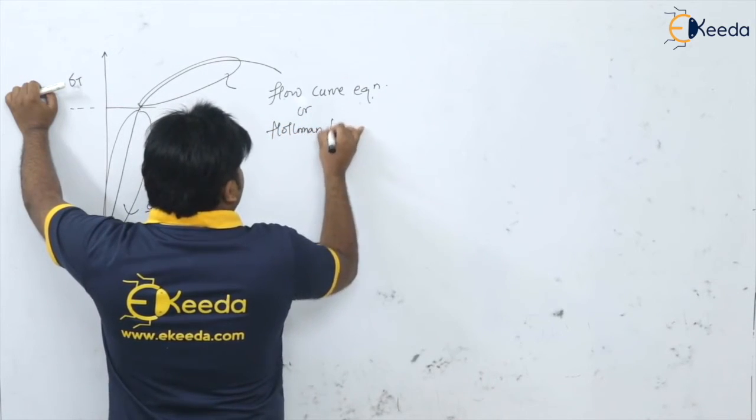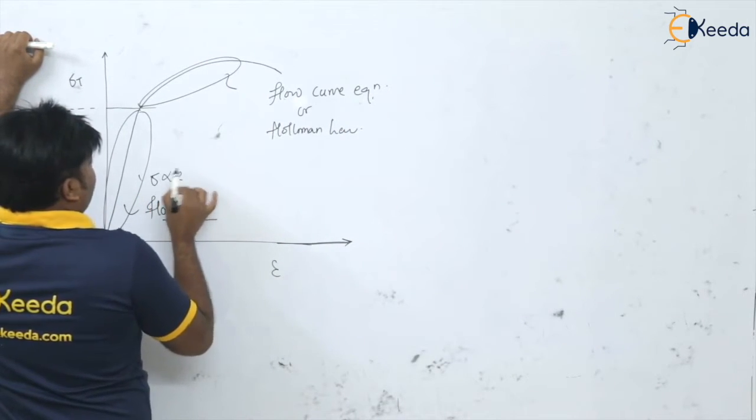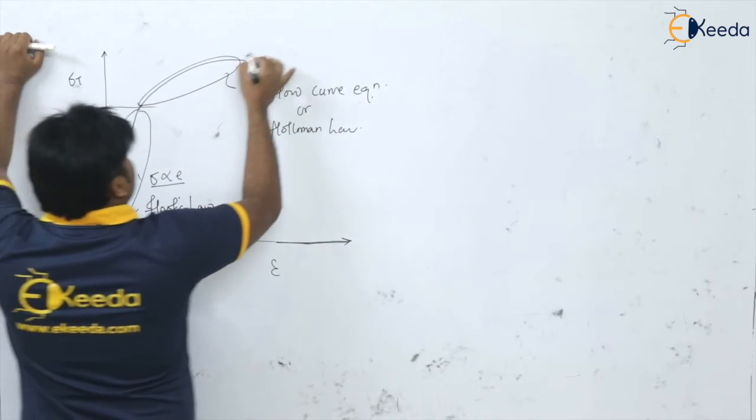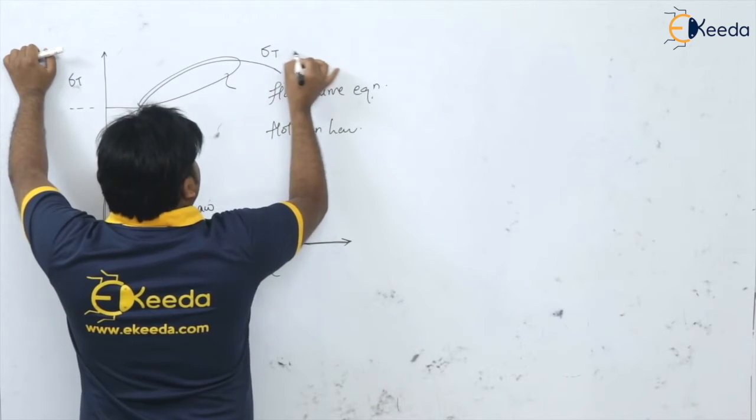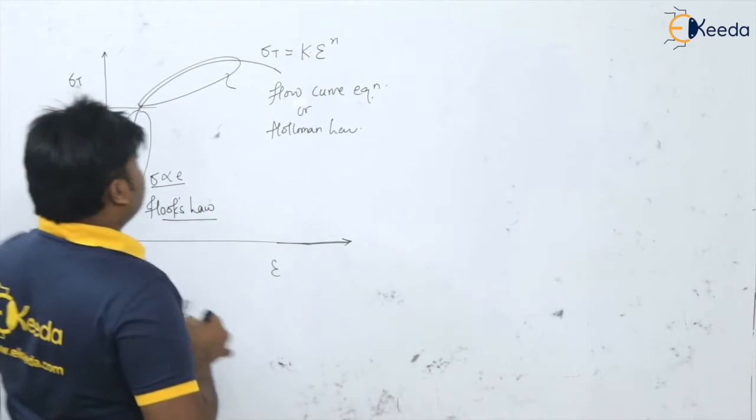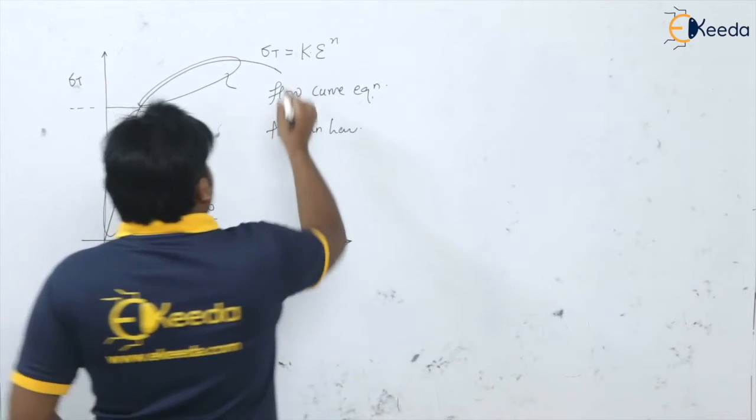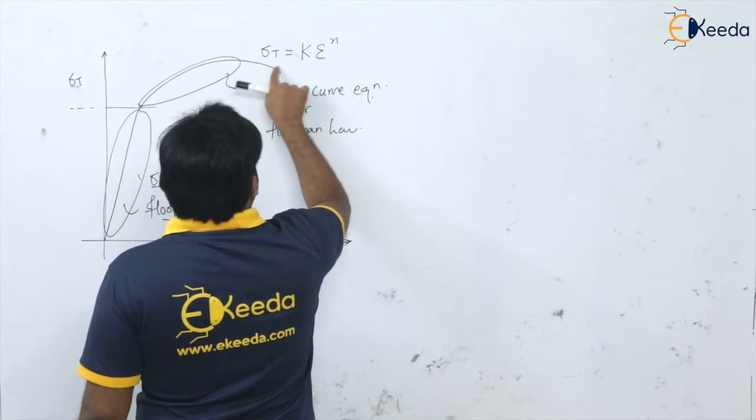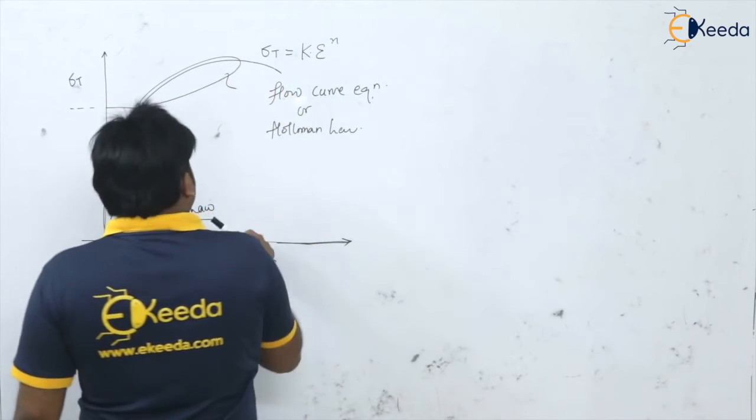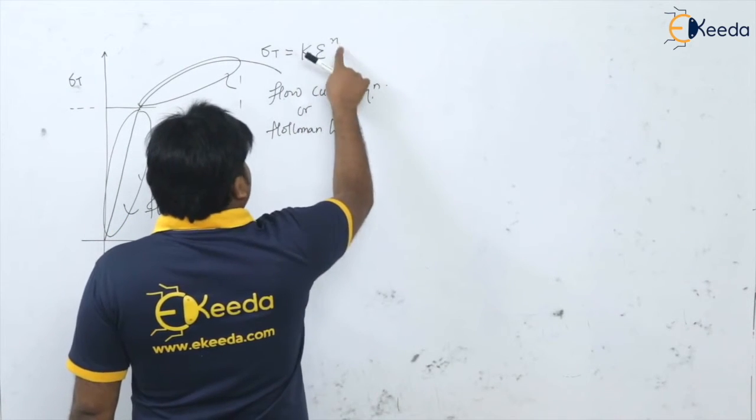It is given with the Holloman law. That is, here the stress is proportional to strain, isn't it? But here in the strain hardening region, sigma T is equal to K times epsilon to the power n. This is the flow curve equation and it is got by the experiments. Where sigma T we know is the true stress, and epsilon is the corresponding true strain, and n is very important here.